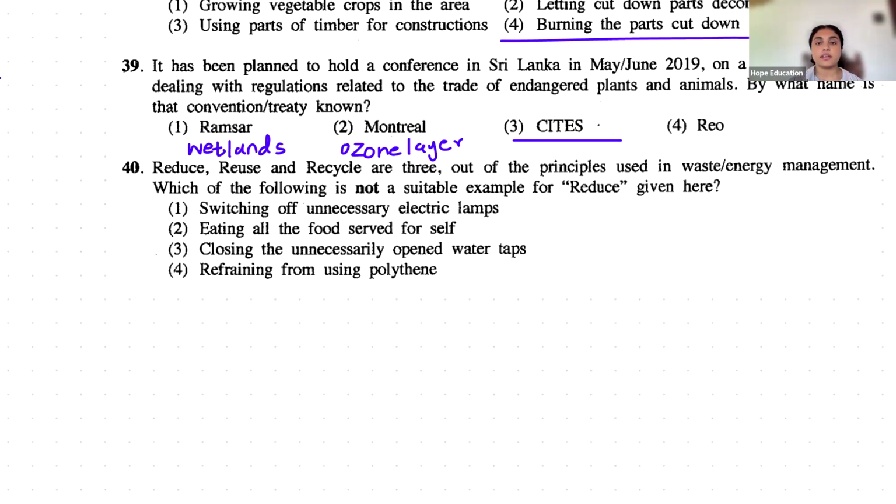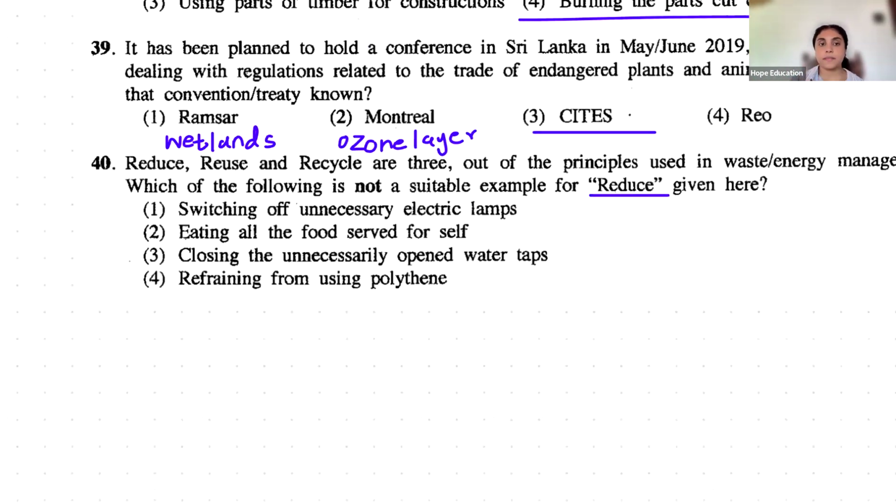Switching off, okay, this here is an example for reduce. We have to use less. Reduce means use less. Yes, switching off unnecessary electric lamps, that is true. Switching off unnecessary electric lamps means we use less.